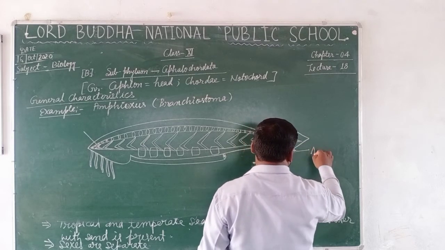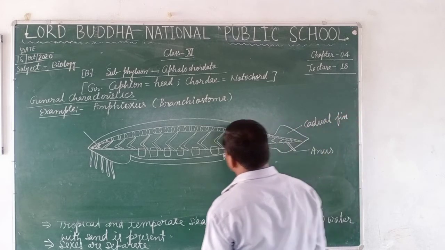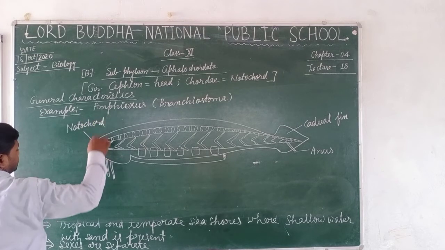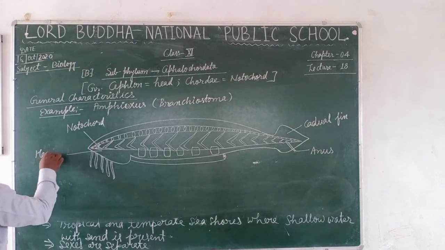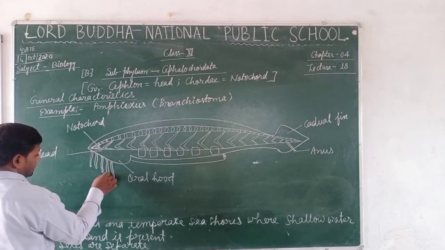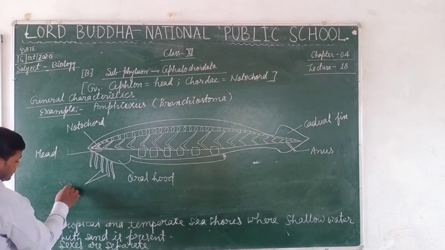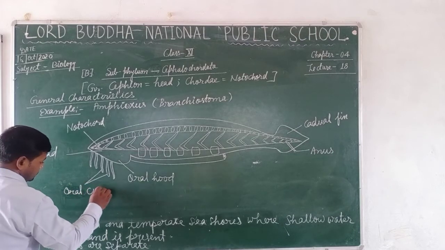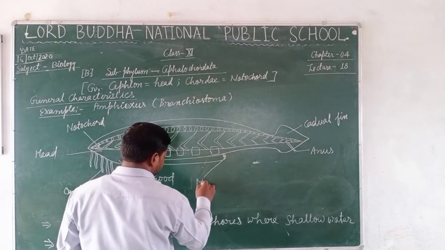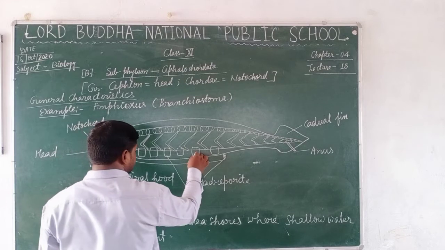This is the anus, caudal fin, the notochord, head part, oral hood. These are the buccal or oral surface. This is the opening of the mouth, through which water can easily flow down. Gonads.